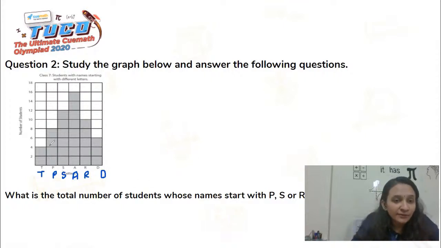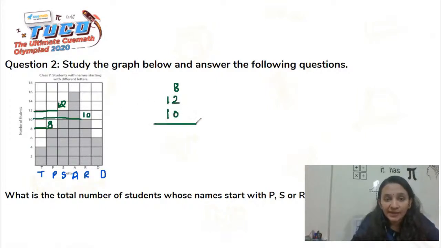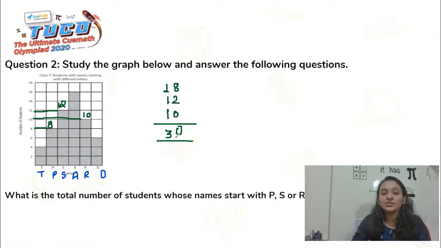Against P, the bar ends here, which is 8. For S, the bar ends here, which is 12. And for R, the bar ends here, which is 10. So basically, we add 8, 12, and 10. 8 plus 2 is 10. We write 0 here, 1 carried forward. 1 plus 1 plus 1, which is 3. So there are a total of 30 students whose name starts with P, S, or R.